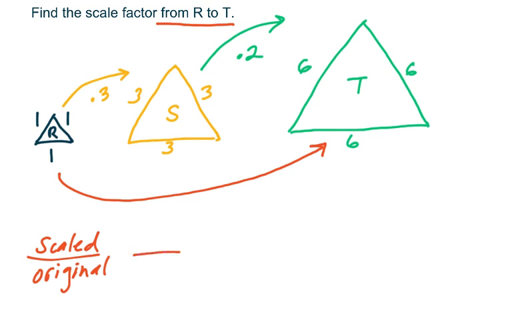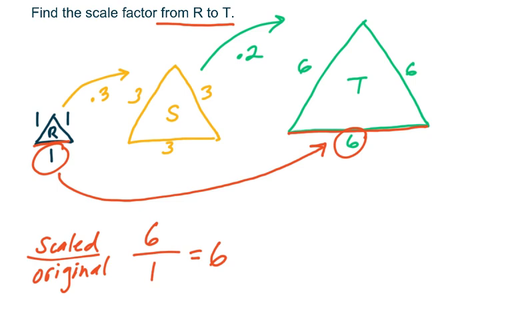So I will pick one side, say for example the base of the triangle, and I will use its measurement, which is 6, and then I will look for the corresponding side on the original, and that one in this case has a side length of 1. And so the scale factor to go from R to T is a scale factor of 6.